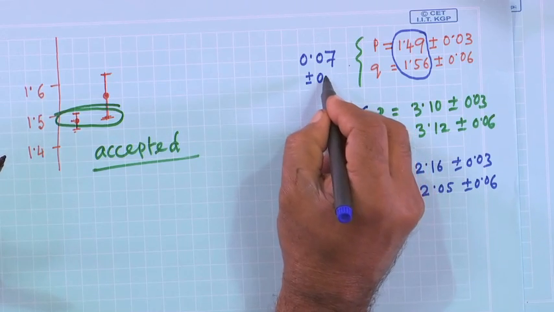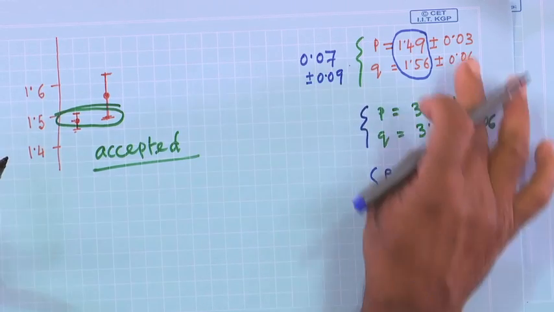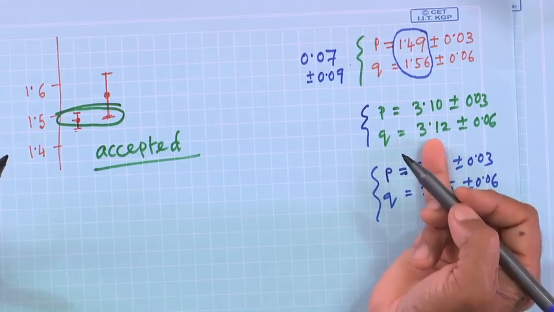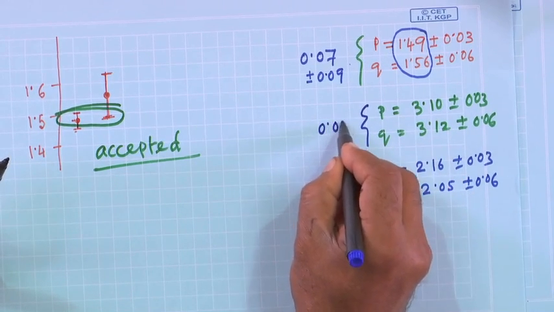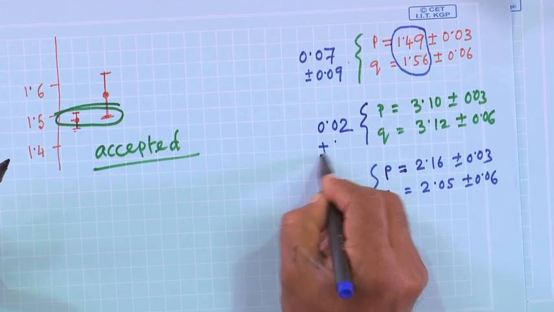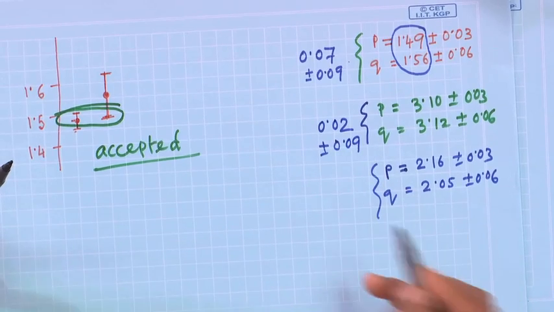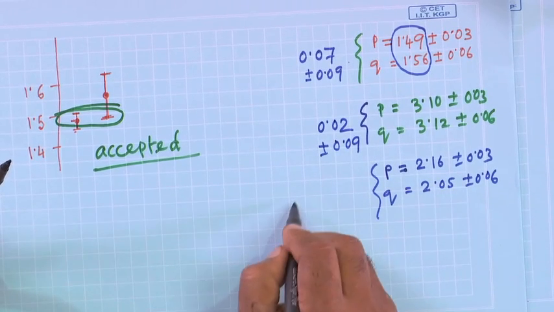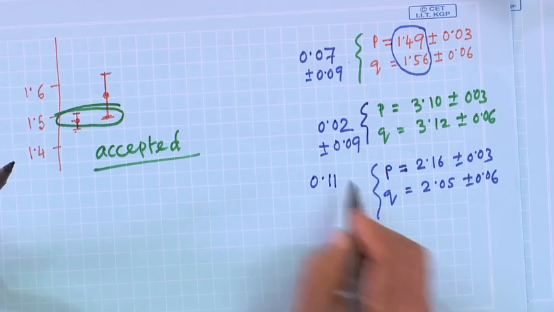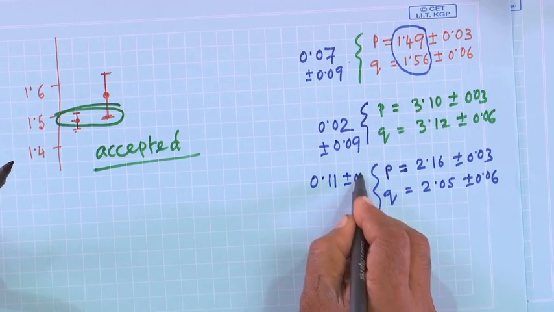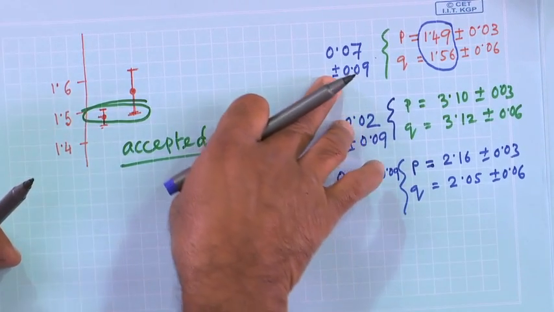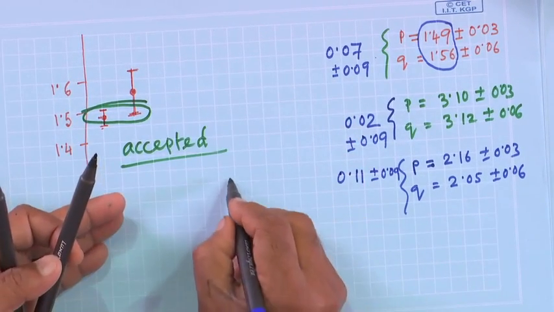Error range we take 0.09. And in this case it is 0.02 difference, plus minus again 0.09 for all cases. In this case it is 0.11 and this plus minus 0.09. So we find out this difference and we plot it.